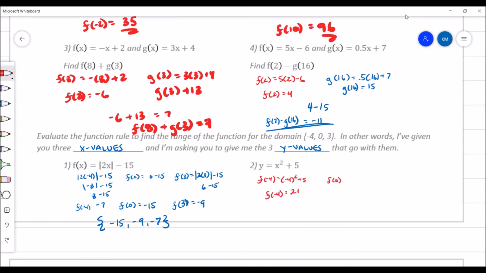The same thing with 0. 0 squared plus 5, that's 5. And then we have it with 3. f of 3, which is going to be 3 squared plus 5. So that's 9 plus 5 is 14. Okay, and so from least to greatest is how I do it. So I have 5, 14, 21. And there we have it. Those are our answers.